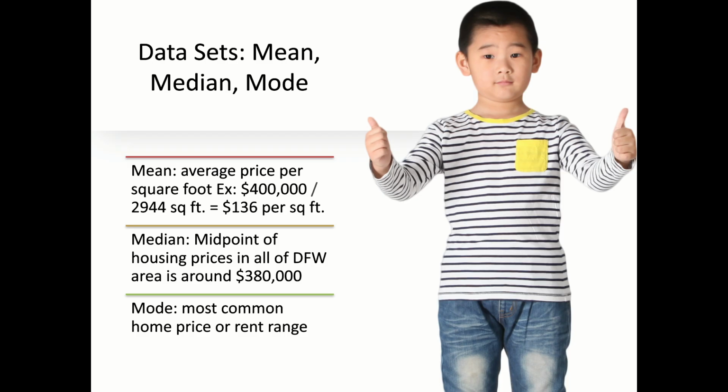$136. Median is also another great tool used to find the midpoint of a housing market. In our case, the median for DFW is $380. Mode is the most common home price, but because there's such a wide range of prices and factors, mode is negligible in this case.